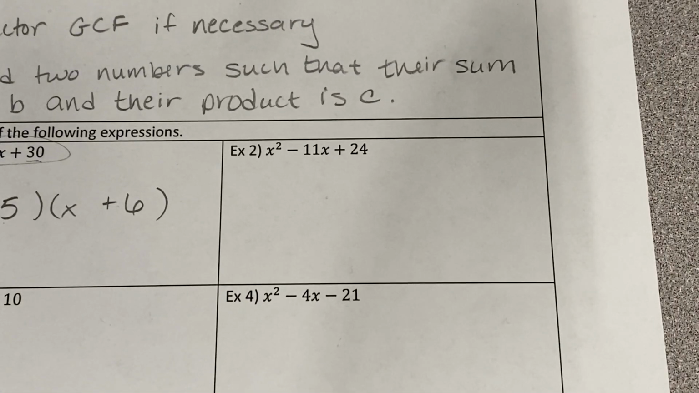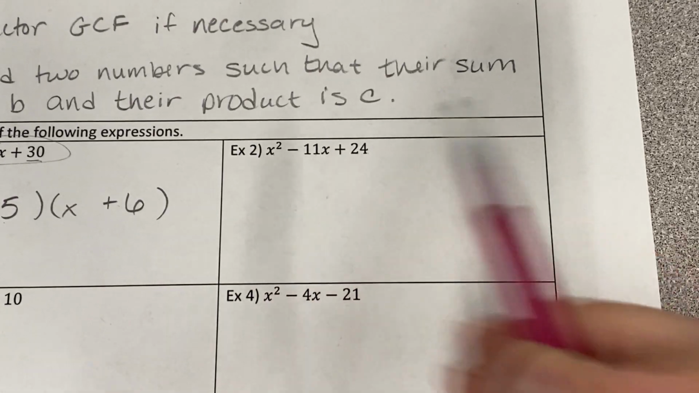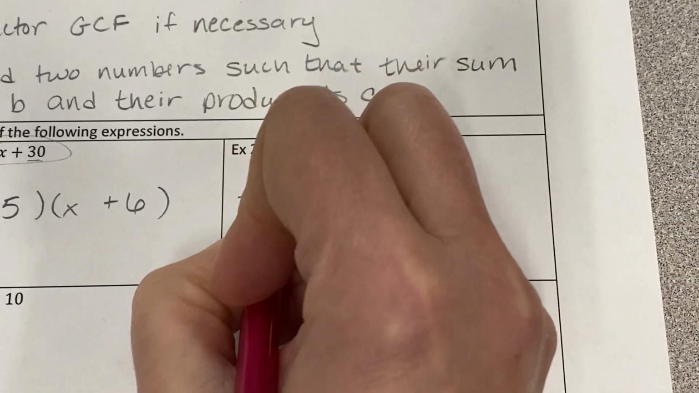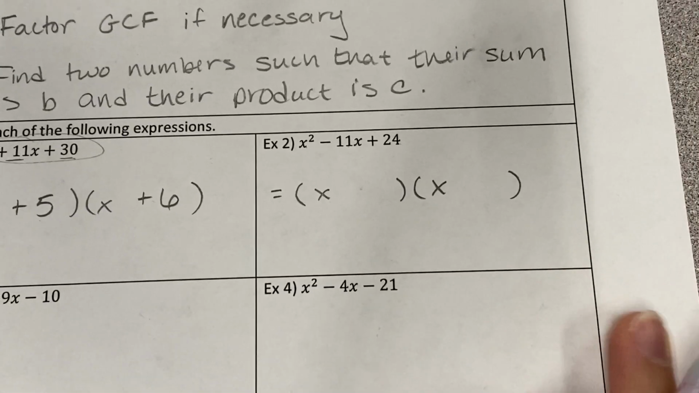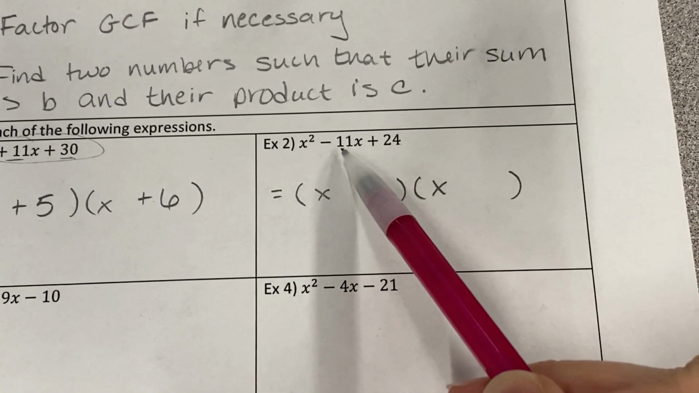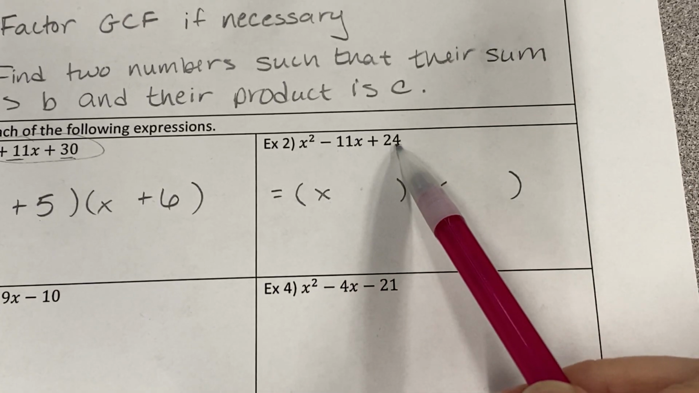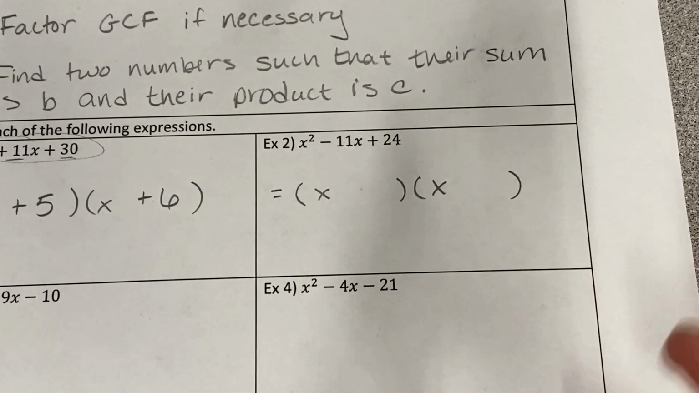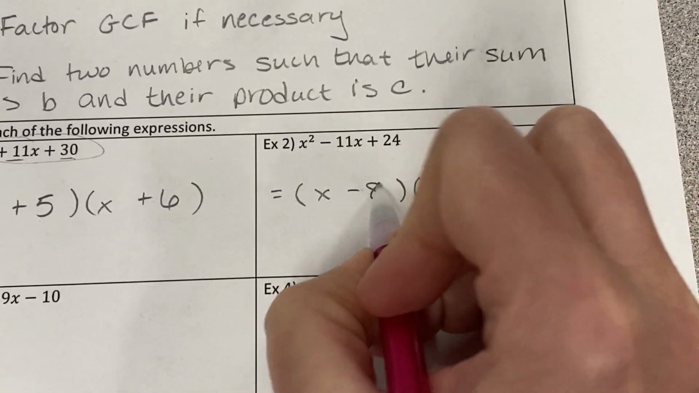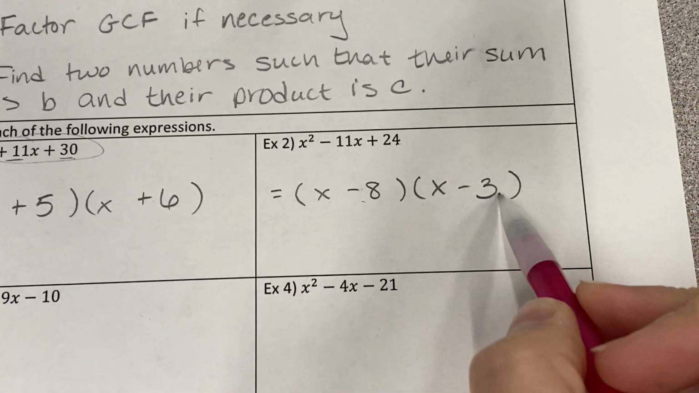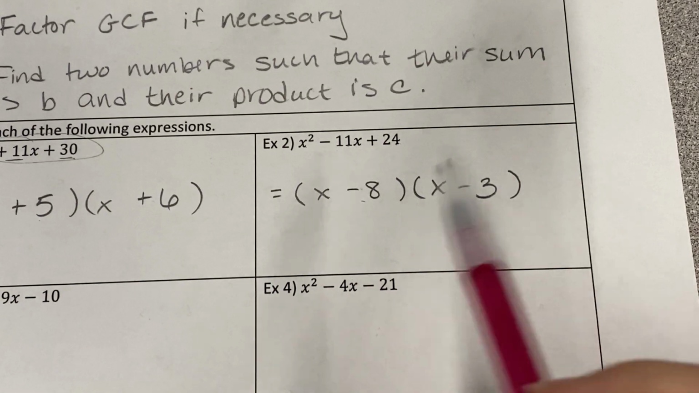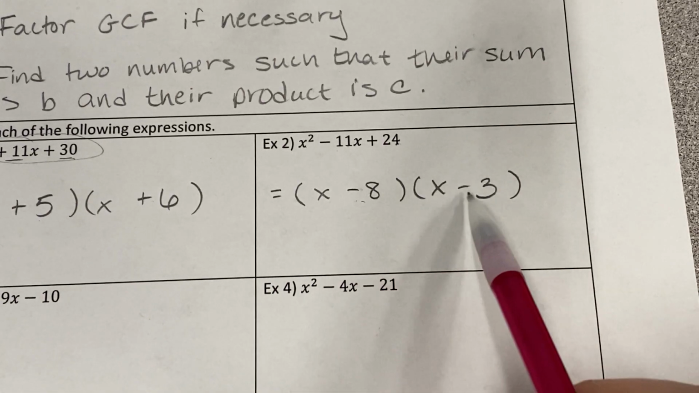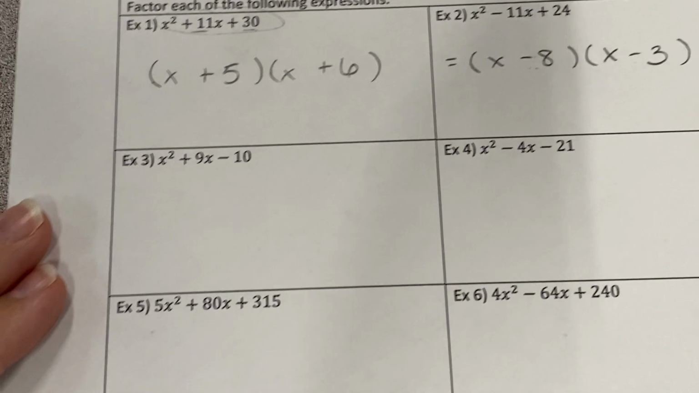Let's take a look at example 2. Do I have a greatest common factor? I do not. All right, so I'm going to set this up. I need two numbers that when I add them, I get negative 11, and when I multiply them, I get positive 24. So you have to be careful of your signs as well. In this case, the two numbers are negative 8 and negative 3. If I add them, I get negative 11. If I multiply them, I get positive 24. Again, the order doesn't matter. If you put minus 3 here and minus 8 there, you're still correct.